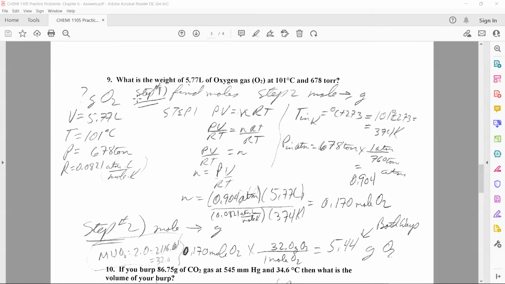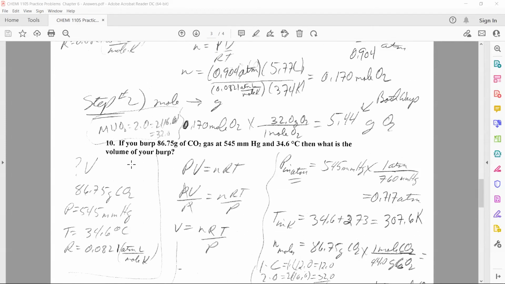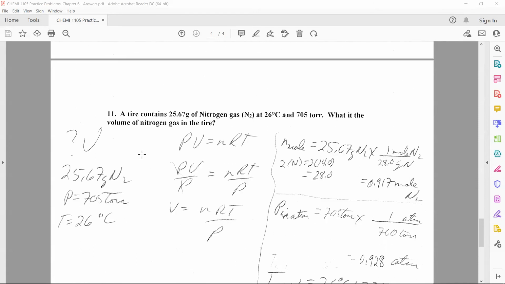All right, let's skip number 9. Let's go to 11. And let me read it, and you can read along. Am I nice or am I nice? That was awful. Anyways, a tire contains 25.67 grams of nitrogen gas at 26 degrees C, 705 torr. What is the volume of the nitrogen gas in the tire?